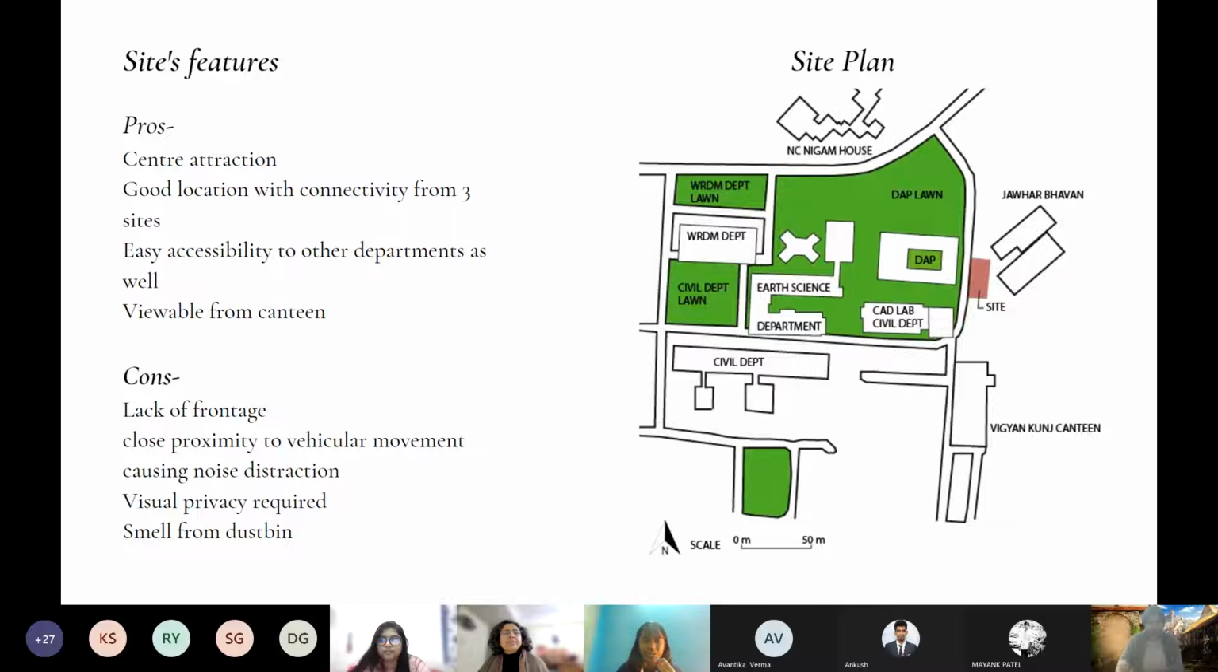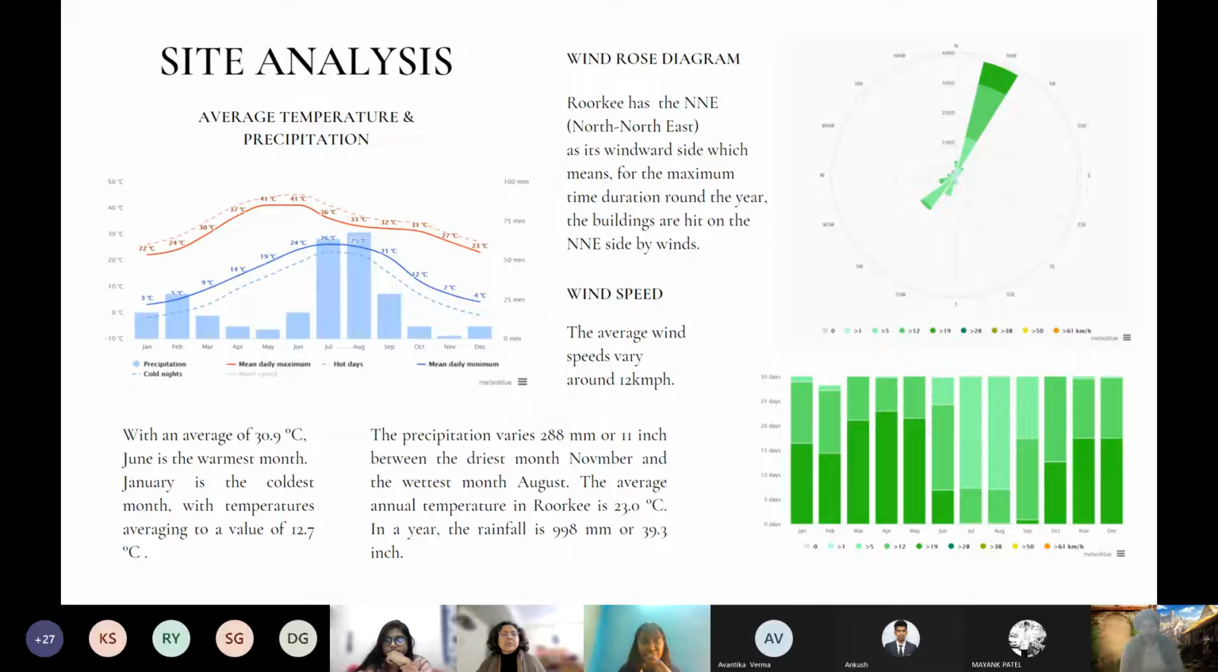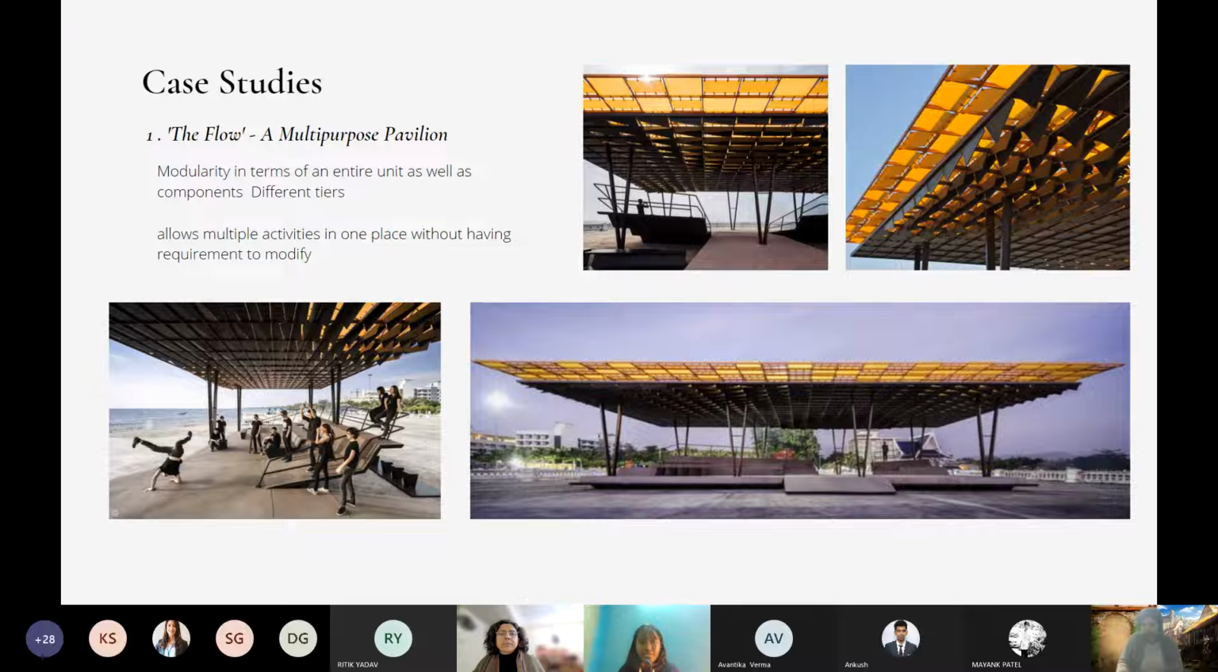But it also has some potential problems. It is very close to the road, so there is less frontage, and because of that there is a lot of vehicular movement and a lot of noise. If privacy is required, visual barriers need to be added, and the smell might be coming from the nearby dustbin, which has to be mitigated. We did a preliminary climatic analysis of temperature, wind, and rainfall in order to optimize the existing natural features. And we did a few case studies to study how we can optimize our site.